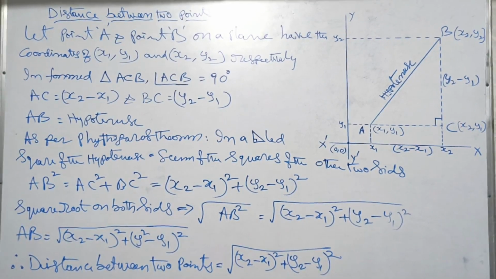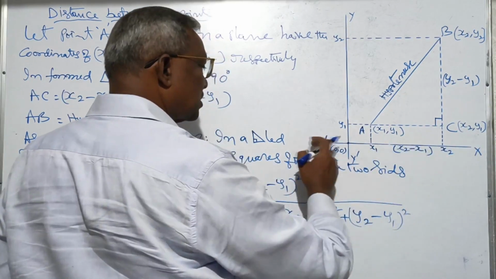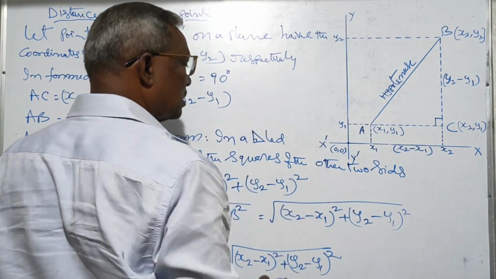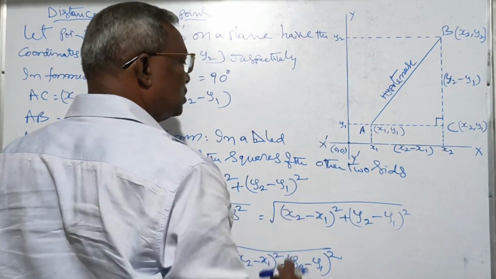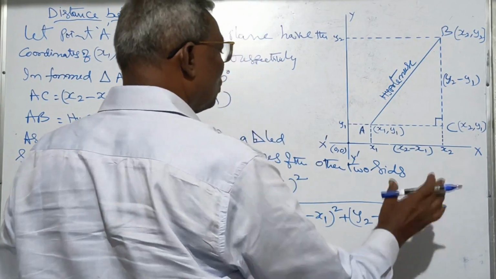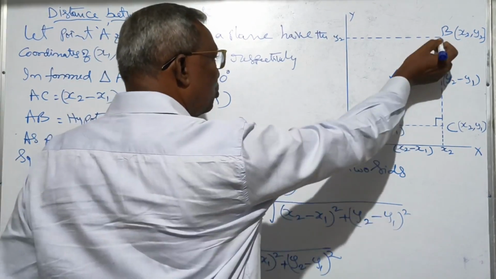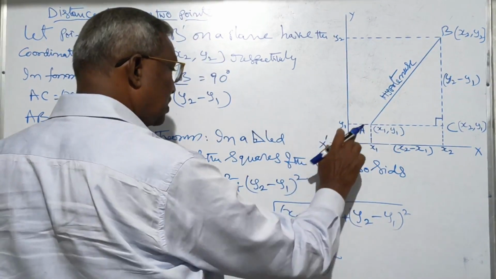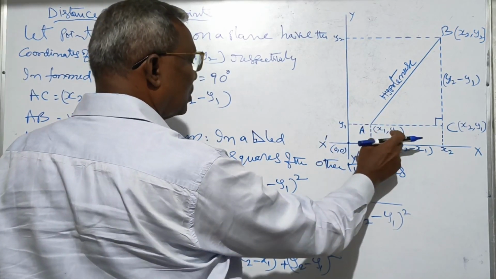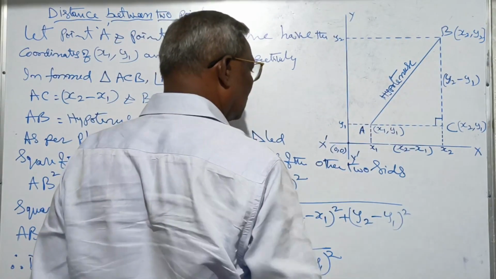In this plane, this is the x-axis, x dash, y dash, and this is the origin 0, 0. I have chosen the first quadrant. In this quadrant, I have taken 2 points, point A and point B. The coordinates of A are x1, y1, and the coordinates of B are x2, y2.